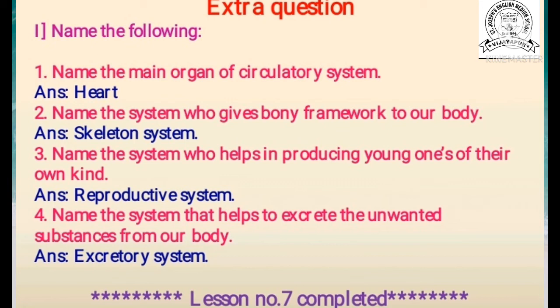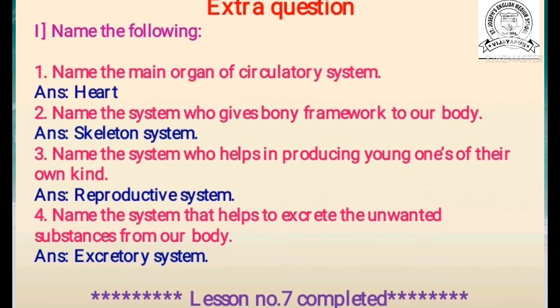Now the third one: name the system which helps in producing young ones of their own kind. Which system can produce young ones of their own kind, and is responsible for the survival of all living things? Which system? Remember, children, it is the reproductive system. The reproductive system helps in producing young ones of their own kind. Because of the reproductive system, there is a continuation of generations.